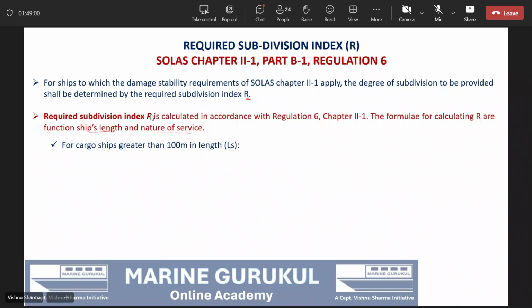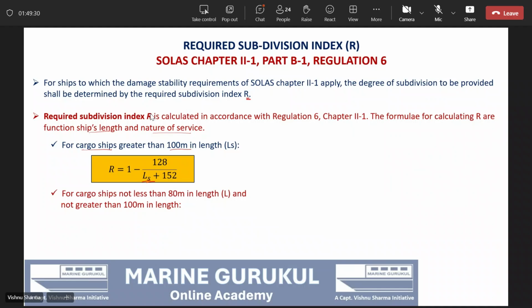You can remember one of these as an example. For example, cargo ships greater than 100 meters in length: the required subdivision index will be calculated by this formula, where LS is the subdivision length of the vessel. So the nature of service is cargo ships. Length, first, it's applicable for ships greater than 100 meters. And secondly, length comes in the formula also.